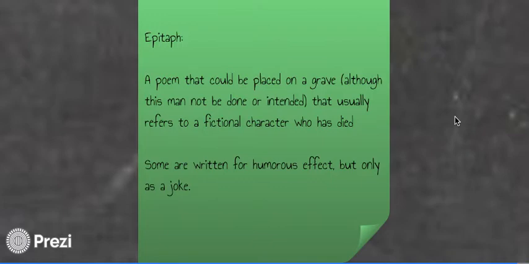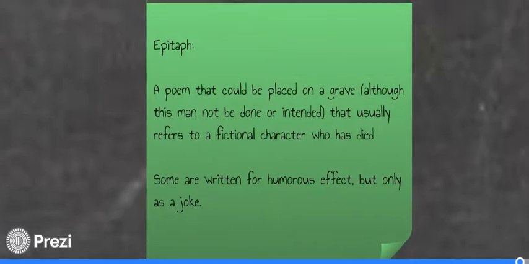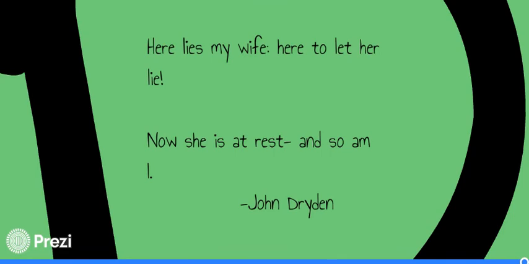Okay. Usually it is about a fictional character, someone made up who has died. And a lot of times they're written in a humorous way, but it's clear that the humorous ones are only as a joke. It's not always done about a real person in their life. But sometimes they'll take advantage of that, like this next guy, John Dryden.